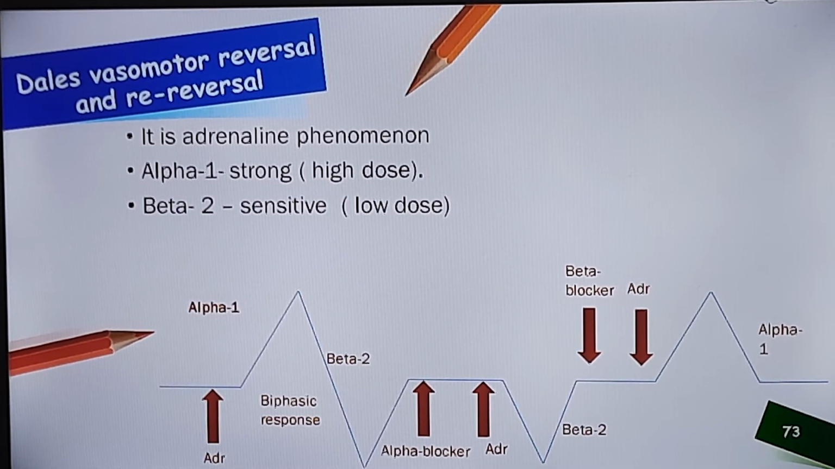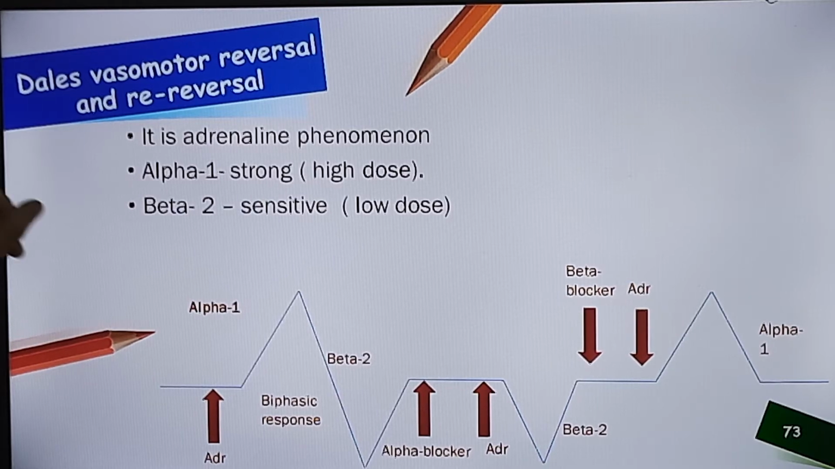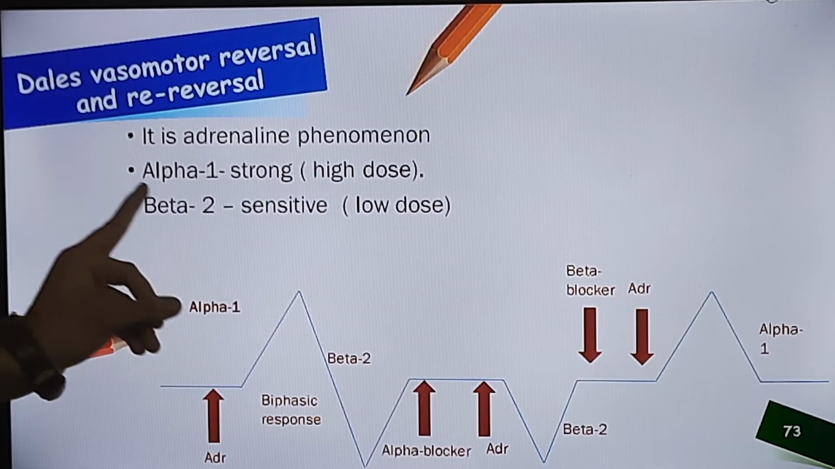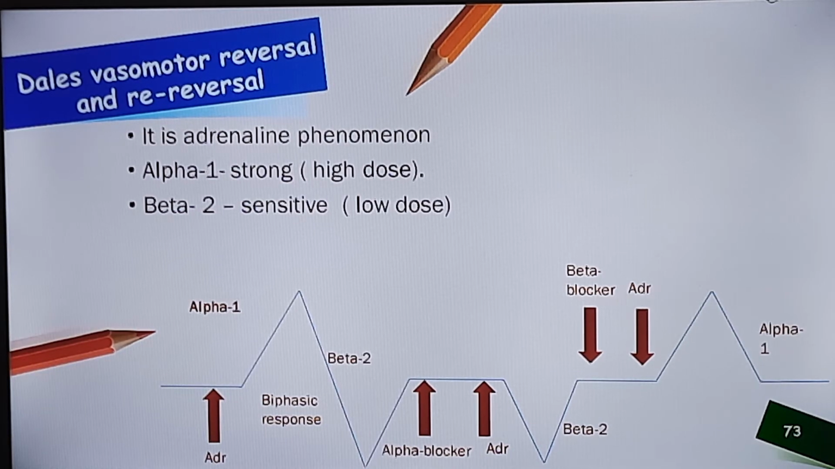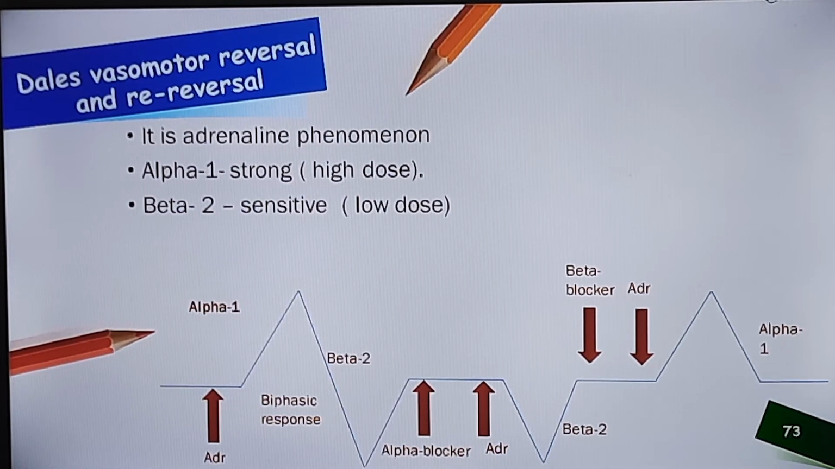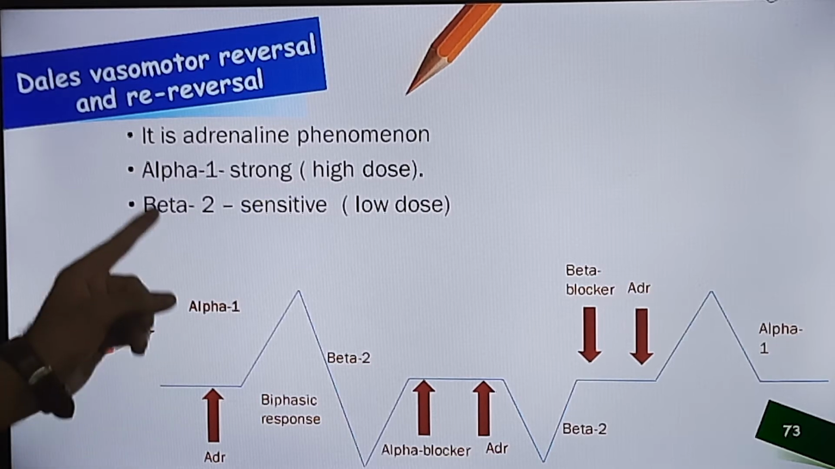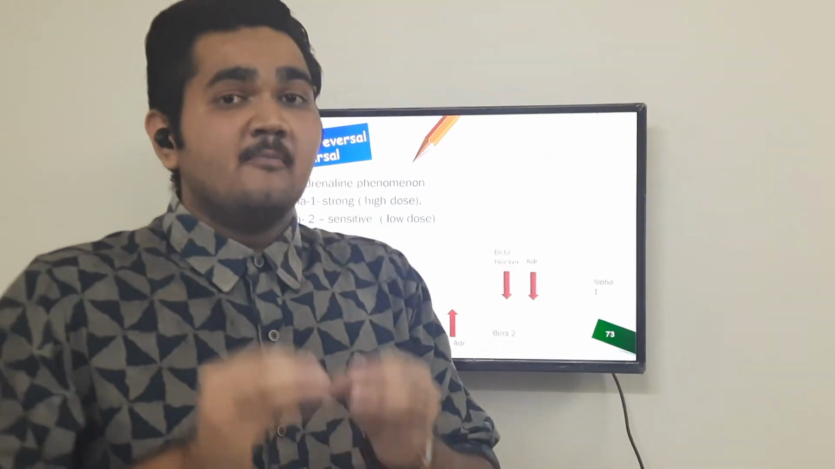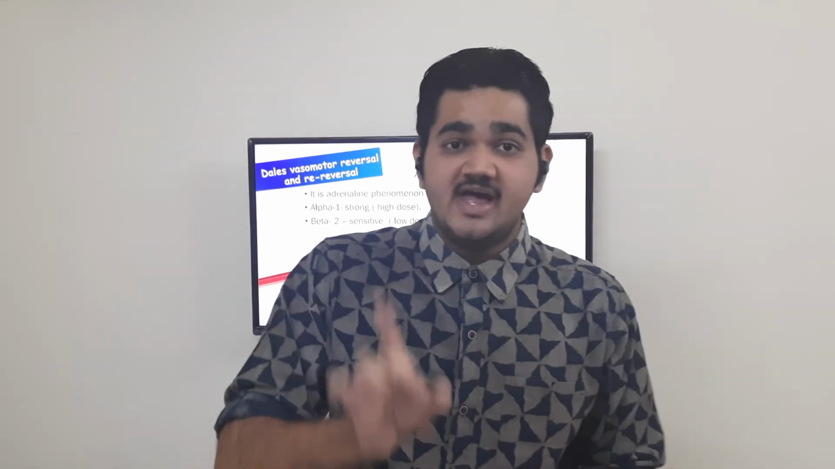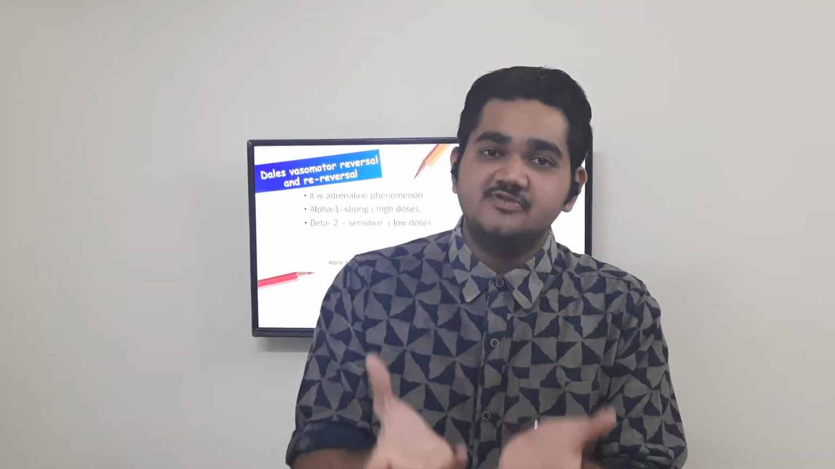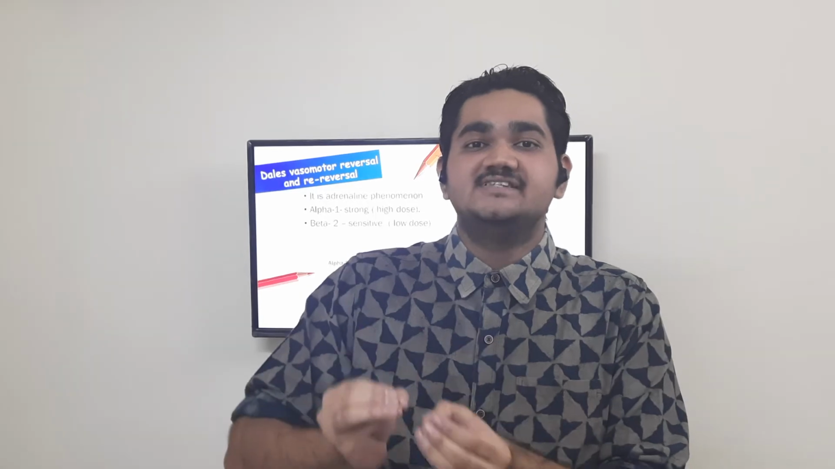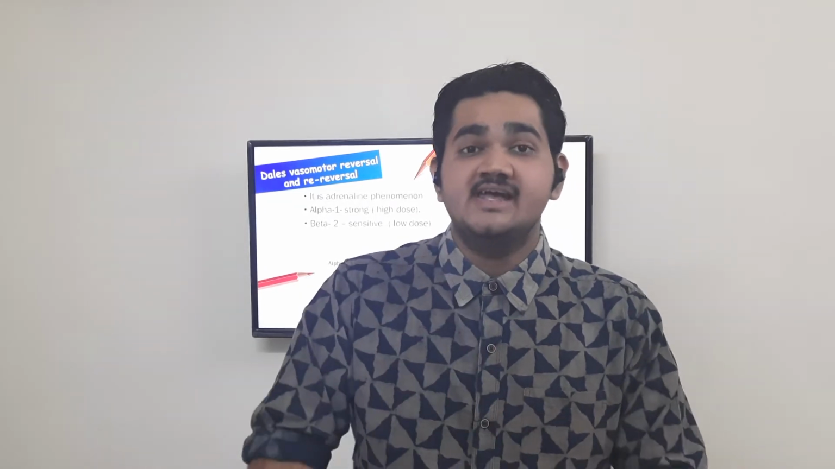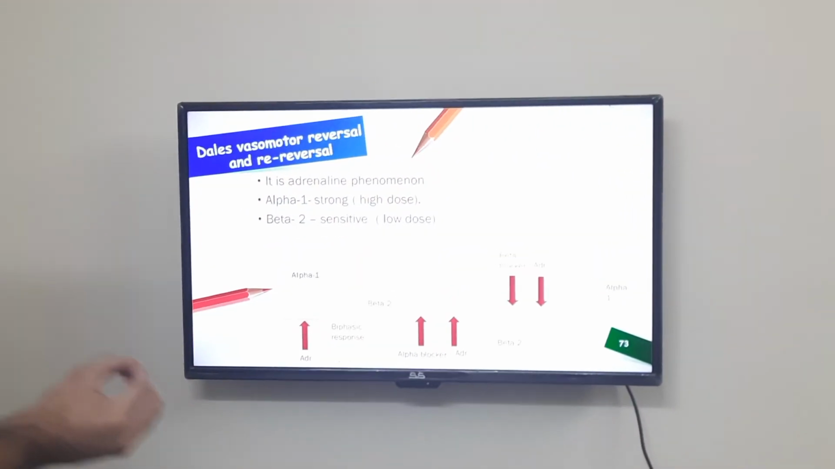In low dose or low concentration, our adrenaline can stimulate beta 2 adrenergic receptor, and हमें पता है कि जब हम beta 2 को stimulate करते हैं, there is a fall in the blood pressure, and this particular response of adrenaline is known as biphasic response. So एग्जाम में अगर क्वेश्चन आए कि which of the following drug shows the biphasic response, your option should be adrenaline. And again, adrenaline ना हो, you need to mark epinephrine.